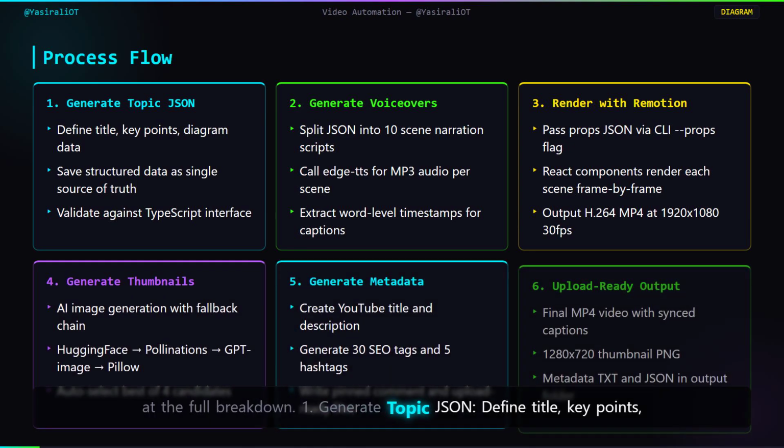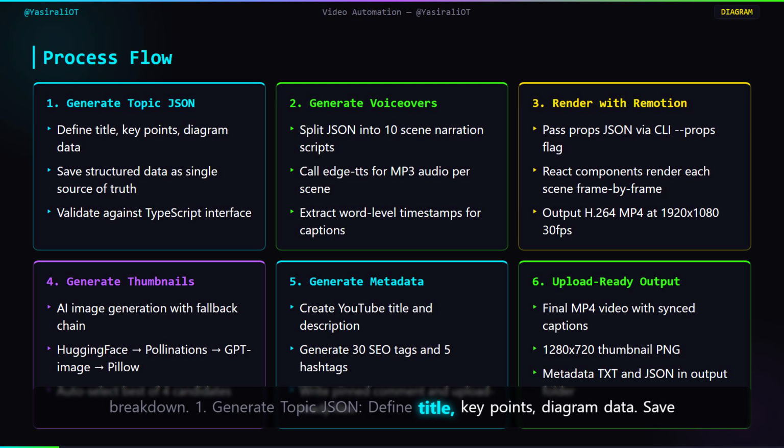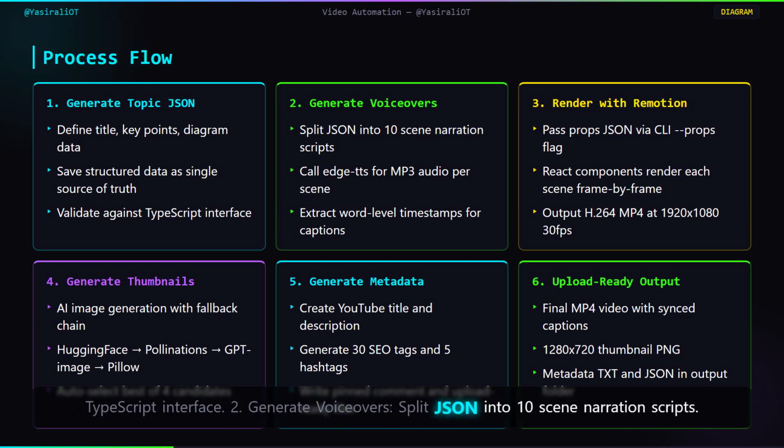1. Generate topic JSON, define title, key points, diagram data. Save structured data as single source of truth. Validate against TypeScript interface. 2. Generate voiceovers, split JSON into 10 scene narration scripts. Call edge-tts for MP3 audio per scene. Extract word-level timestamps for captions.